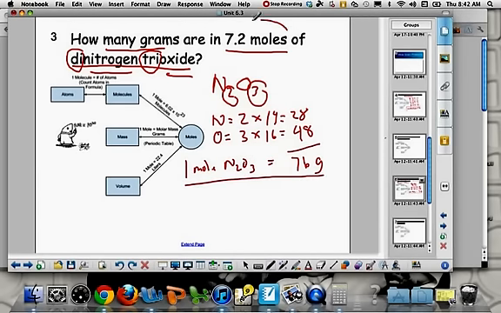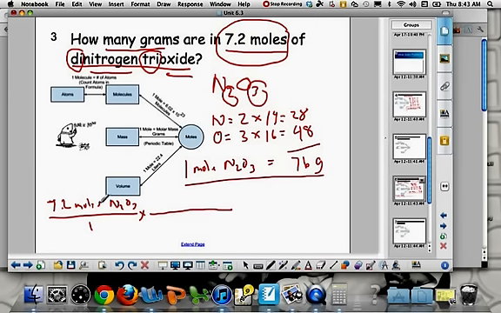With this problem, we're asked to change 7.2 moles, and asked how many grams are in 7.2 moles of this. So we've got to set up our problem just like we've been doing all the other problems. Start with what you know. I've got 7.2 moles of N2O3 down here. Take what you know, put it over 1. That's how we've started every problem thus far. We're going to keep it that way.